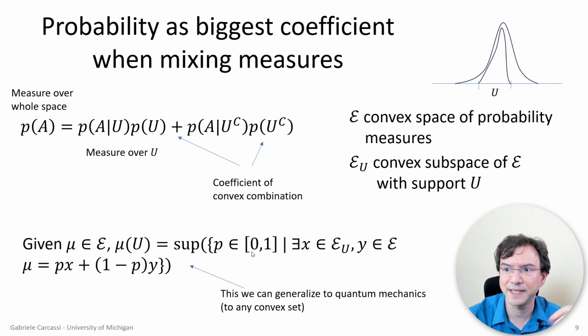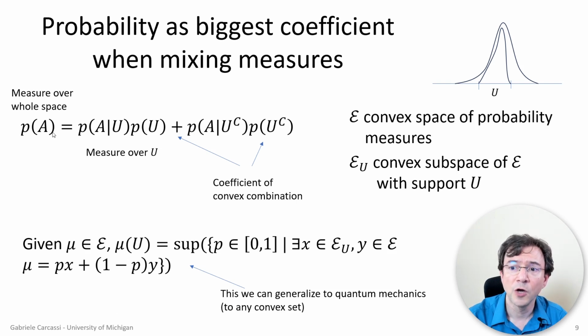So the key insight here is that we can look at the probability as the biggest coefficient when we are mixing measures, when we are doing a convex combination. What do I mean by that? Well, suppose that we have a probability measure. A probability measure is something that you give a set and it gives you a number. So, for example, if this is our probability distribution and we take the set U, the probability of U would be the integral underneath this set. So if you had another set here, it would be the integral of this set. This is kind of backwards because, in measure theory, you're first given the measure and then you calculate the integral, but it's to give you an idea.